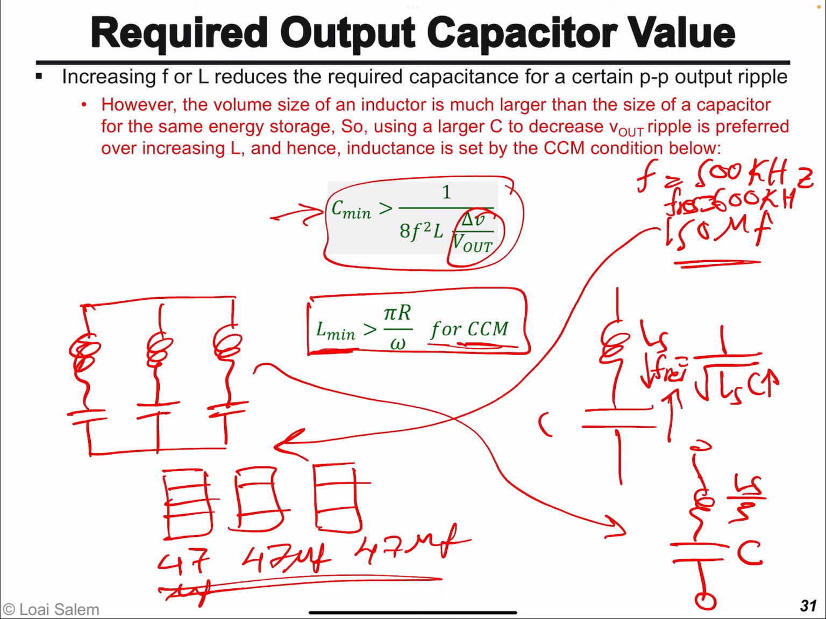Okay, so the point here is when you use multiple capacitors and connect them in parallel, their parasitic inductances appear in parallel, so they essentially decrease by the factor of the number of capacitors that you are connecting in parallel. Okay.